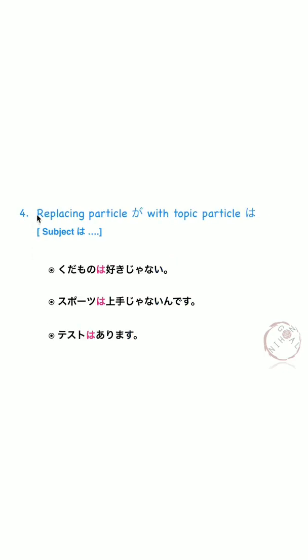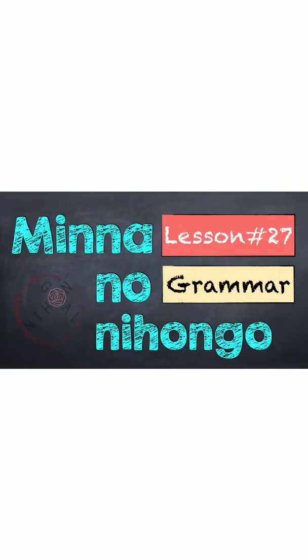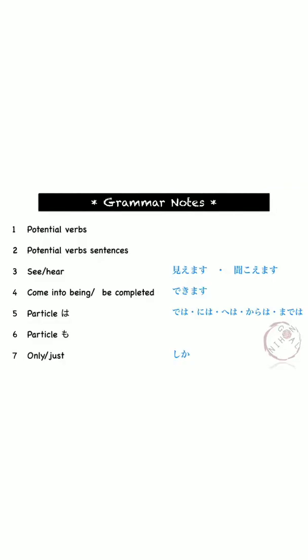Replacing particle が with topic particle は. Subject followed by the wa particle and then the information. For example, 果物は好きじゃない。スポーツは上手じゃないんです。テストはあります。はい、大丈夫ですか？それでは27番の文法を勉強しましょう。Here are the grammar points for this lesson.